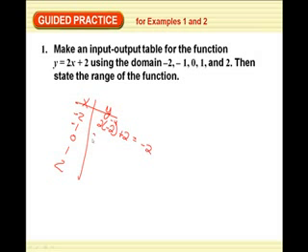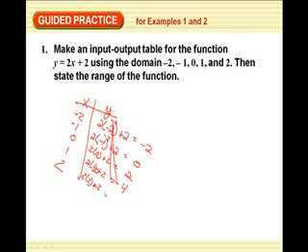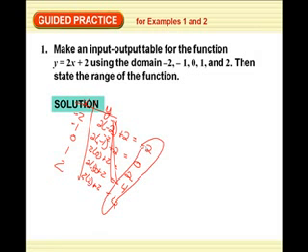Then we put negative 1 in. 2 times negative 1 plus 2. So negative 2 plus 2 is 0. Then we put in 0. 2 times 0 plus 2 is 2. Well, now I start to see a pattern. I'm going to guess this one's going to be 4. So 2 times 1 plus 2 is 4. Then 2 times 2 plus 2 is 6. The range is right there: negative 2, 0, 2, 4, and 6. Sorry, that's all sideways like that.